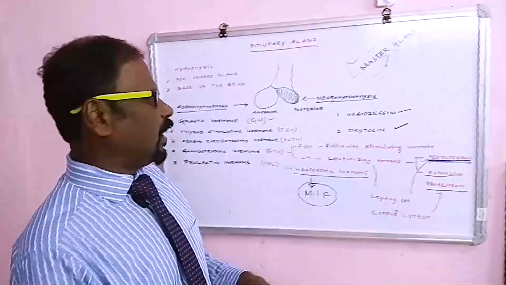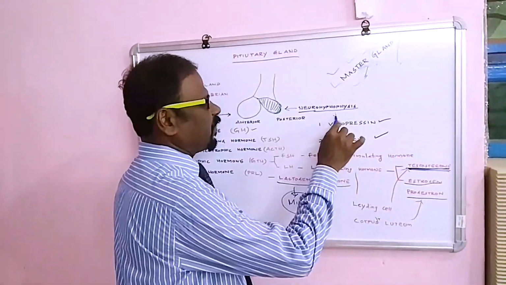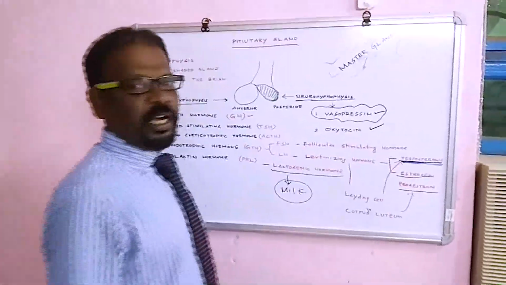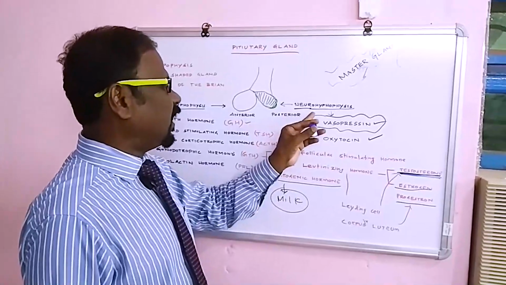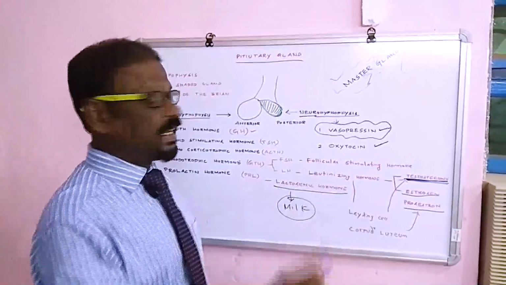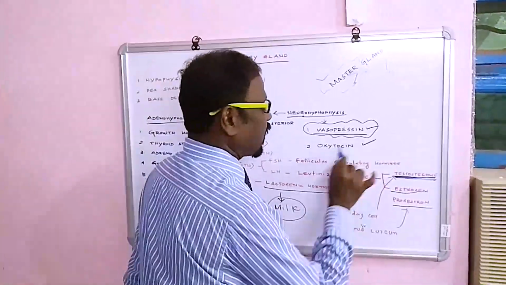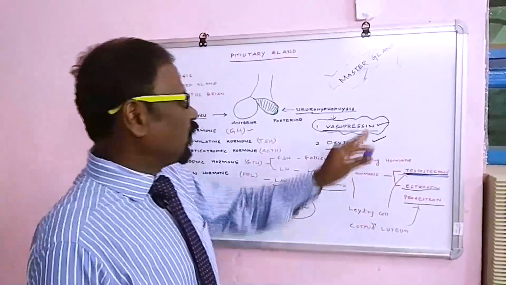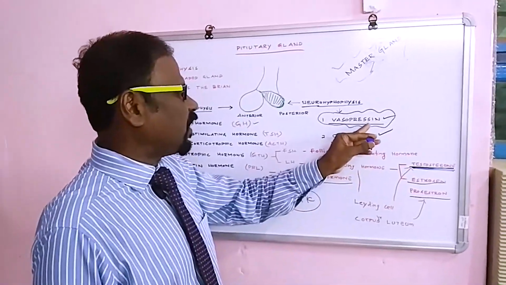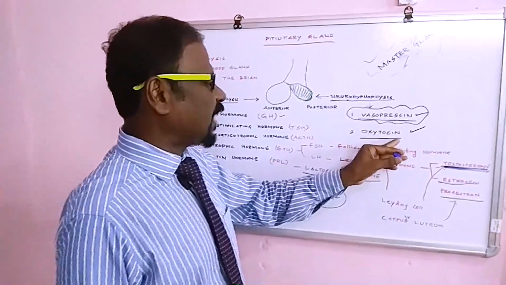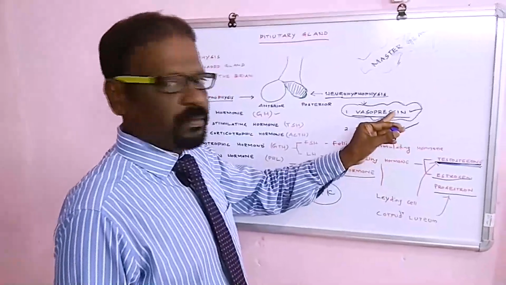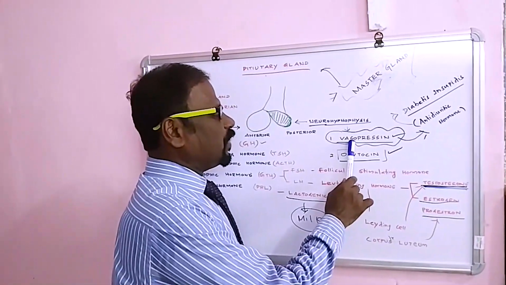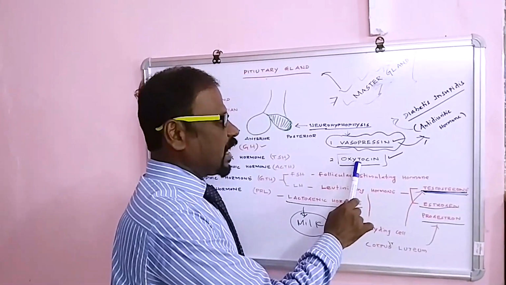And now we can go to the second one. It is the neurohypophysis. What is the function of the neurohypophysis? It is the posterior lobe of the pituitary gland which is secreting two hormones. One is the vasopressin and another one is the oxytocin. Now we are going to see the role of the vasopressin and the role of the oxytocin. Okay, the neurohypophysis is secreting two hormones, the vasopressin and the oxytocin.